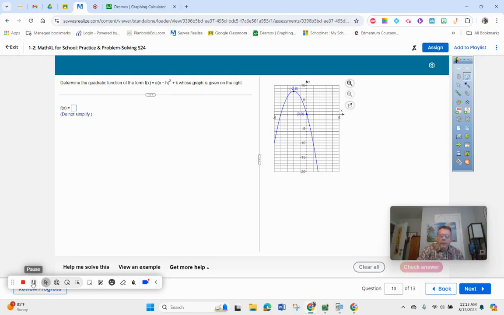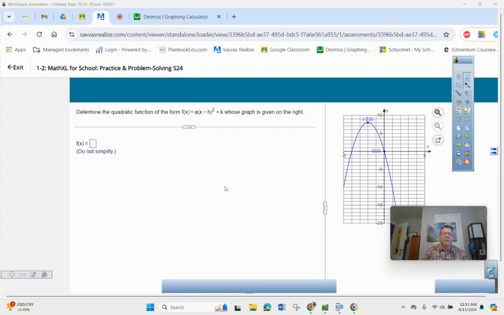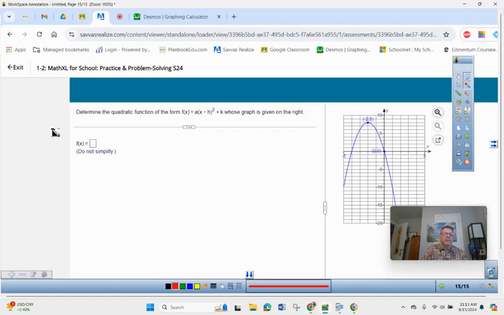Okay. Here we are for number 10. Oh, this one's going to be a little more interesting. So let me get this going here. Label this guy number 10. All right. This one's going to have a little bit more to it. So what we're going to do is use this vertex formula in this graph, and they're wanting us to write the function for it.